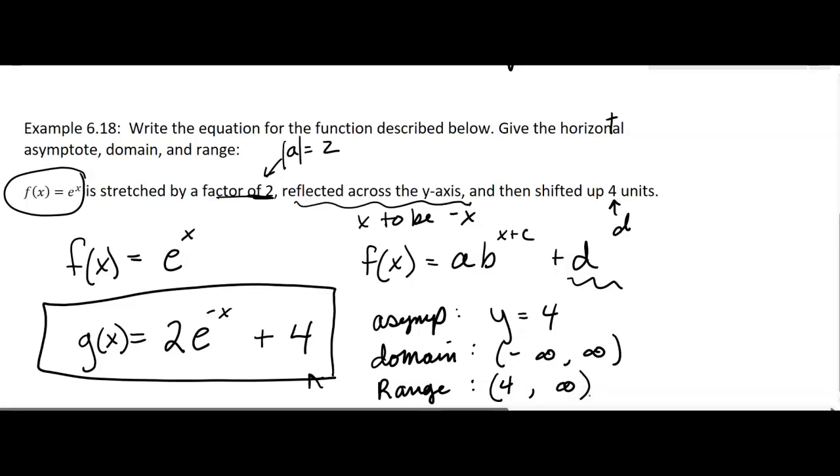It's reflecting about the y-axis. So you could kind of think about it being something like this. I don't know exactly what it looks like, but that asymptote's at 4, and then it's going to look something like that. It's going to have a stretch factor in it, though. But that would help you know the domain and the range maybe a little bit. Okay.